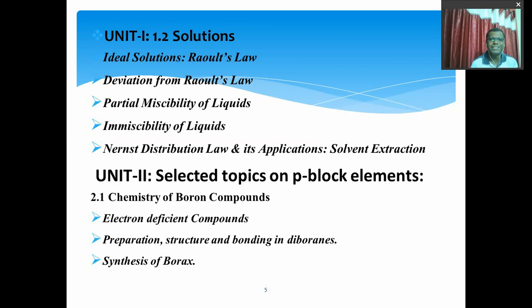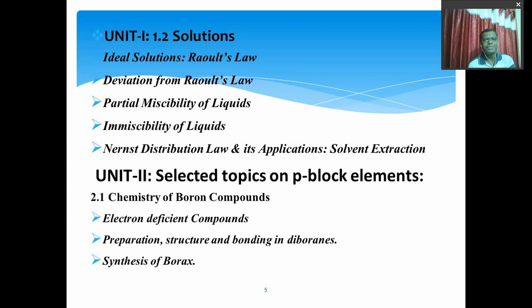Whenever you mix these components, it is possible that all the components are miscible with one another, or they may not be miscible. Based upon this, they will show different properties and different behavior, and this type of solution we are going to discuss in the second topic of unit number 1 of chemistry paper 2, entitled solution.